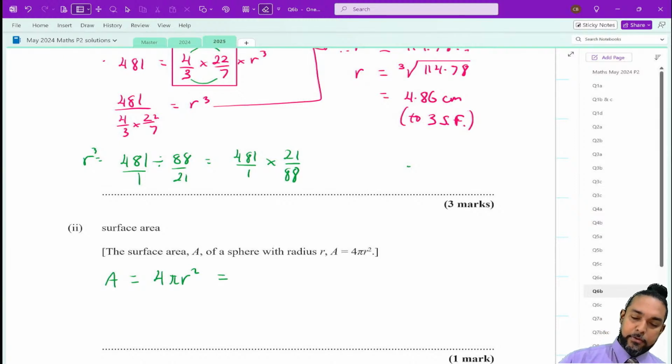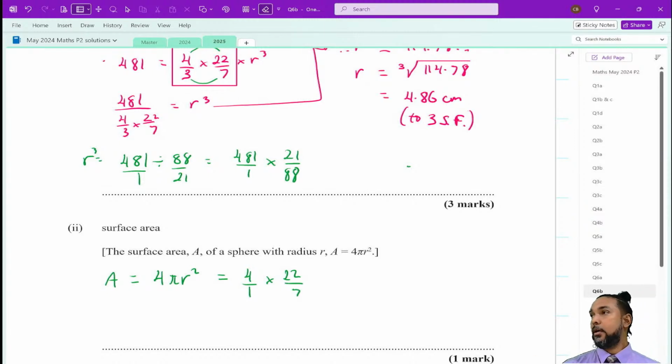Right? So 4 pi r squared. So it's 4 over 1 pi. Again, remember pi, this is just an estimate. We don't have an exact value for pi. 22 over 7 is an estimate of pi. It's actually Archimedes' upper bound. It's the max value. It couldn't even reach the 22 over 7 by r squared. So that's 4.86 squared.